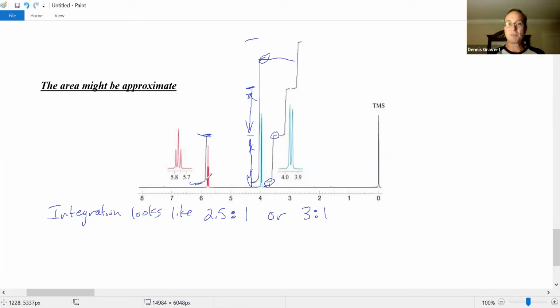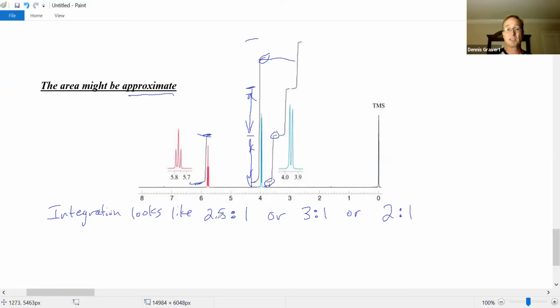Hopefully you see that this could be 2.5 to 1, or since it's approximate, maybe it really is 3 to 1, and the data just isn't lining up that well. So we might actually be 3 hydrogens to 1 in our molecule. Or maybe it's an exaggeration. Maybe this should not be as high as it is. Maybe it's really 2 to 1. So that's what you'll do for real data in the lab. Make your best estimate, but be flexible.